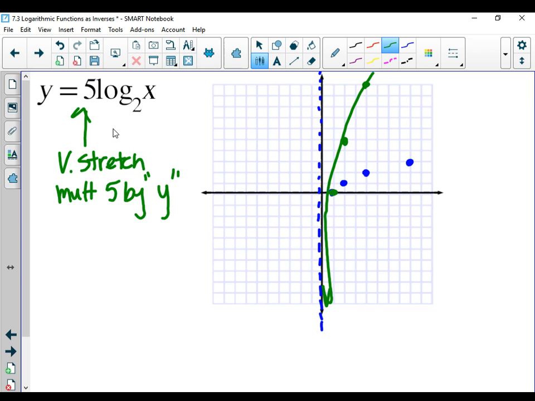So remember, with vertical stretch and compressions, we just multiply our y value, okay? You can also get away with saying that if you have a reflection across the x-axis, you can also multiply your y values by the negative number, okay? Whatever is easiest for you.